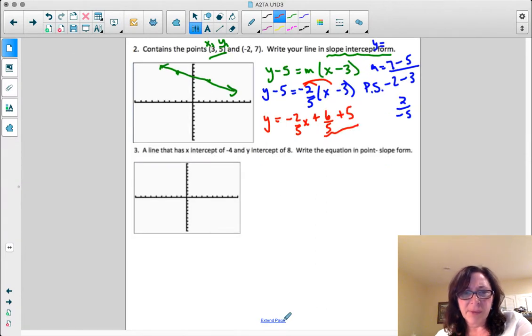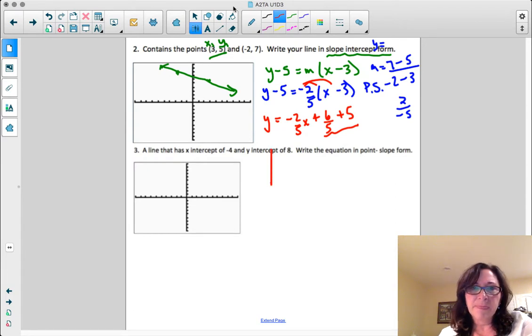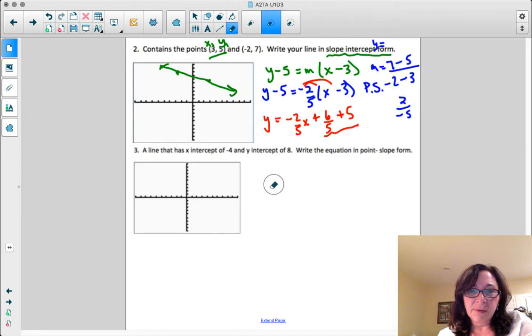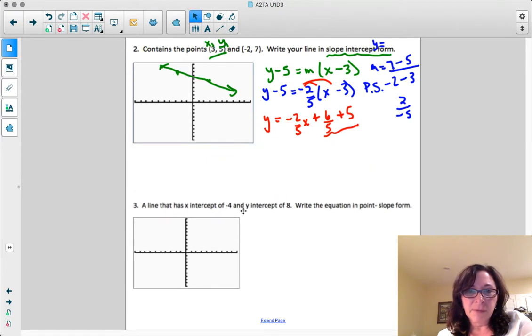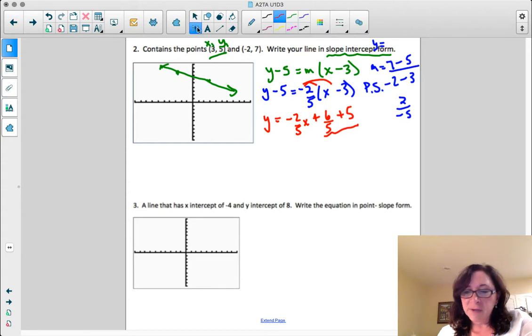So I'm going to extend the page a little bit because I'm running out of room. So, oops, hold on a second. Let's see, get rid of this. Let's bring this down a little bit. Okay, and go back to writing.